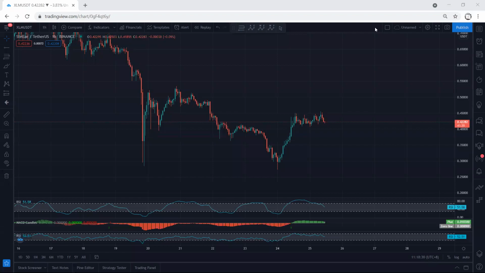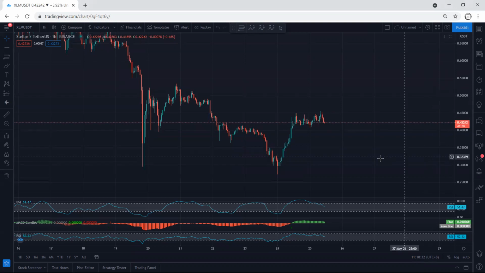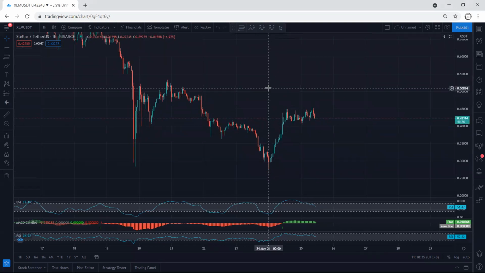XLM, we start with the 1 hour chart. I want to give a quick update. First of all, if we refer to our analysis, since the price was within this move, we mentioned we're looking for reversal, and this is what we get. And right now we get this correction.